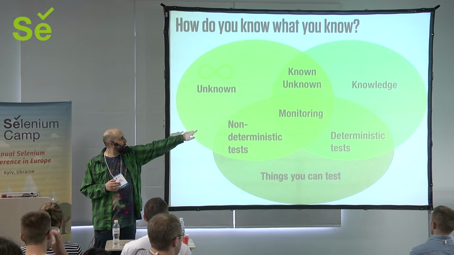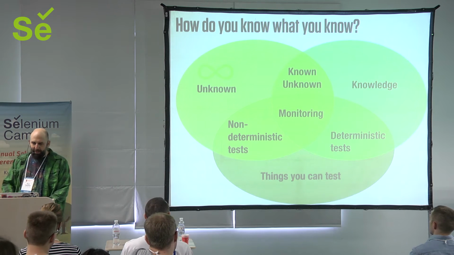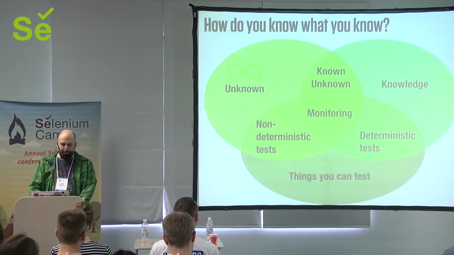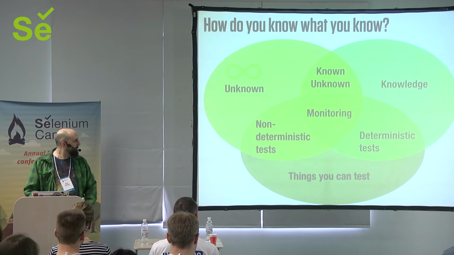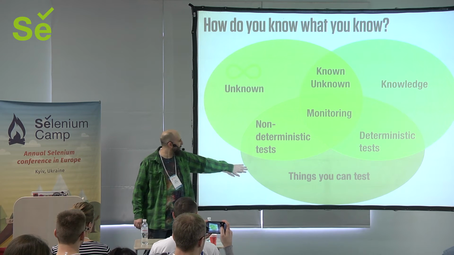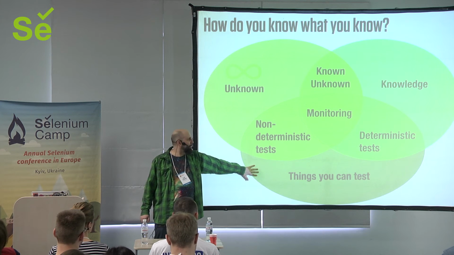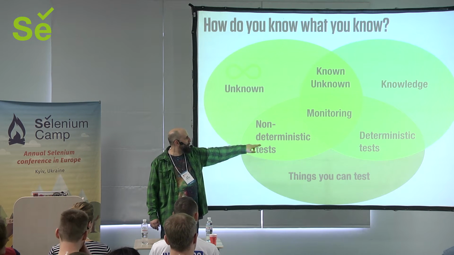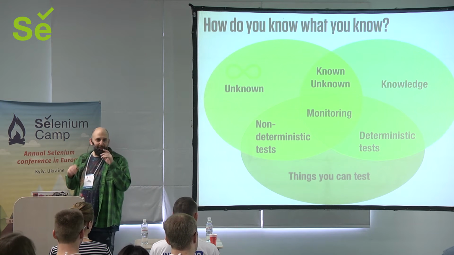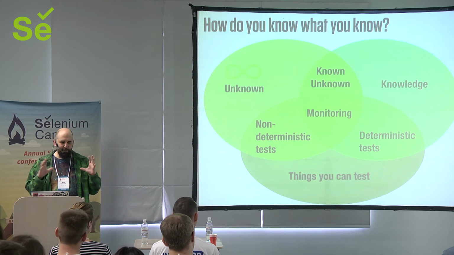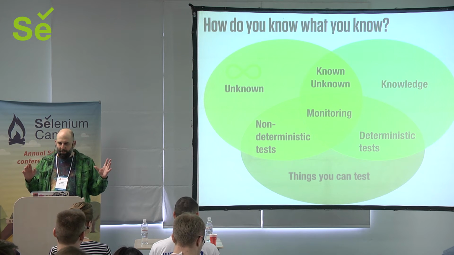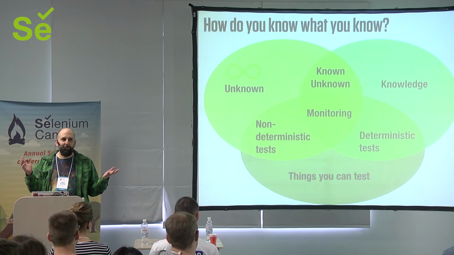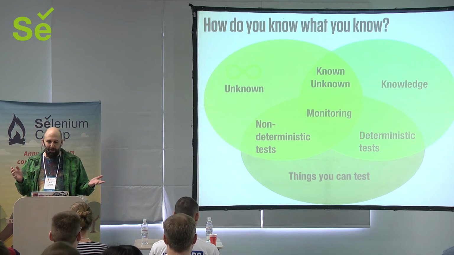There's this theoretically, at least, infinite area of knowledge, and then there's this great area down here, this infinite number of things that are testable. And then in here, you've got monitoring and deterministic tests covering a small area of infinity. So we can't know everything. Our tests can't tell us everything.